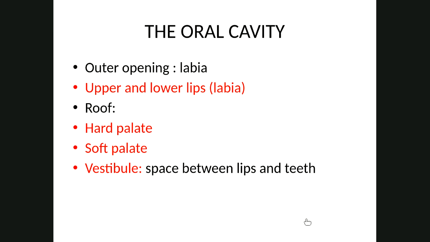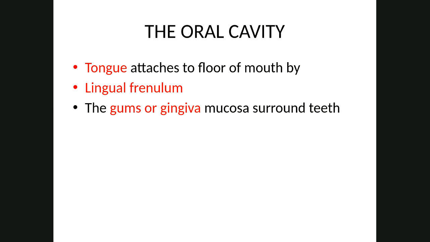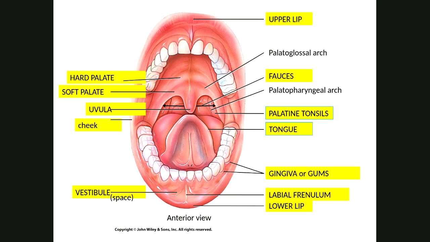Let's talk about the oral cavity. So the outer opening is the labia, or the lips. You have upper lips and lower lips. The roof of the oral cavity consists of the hard palate, the soft palate, and the vestibule. So the vestibule is the space between your lips and your teeth. The tongue is attached to the bottom of your mouth by the lingual frenulum, and the gums or the gingiva surround the teeth. So frenulum, I don't think we see it, is right here.